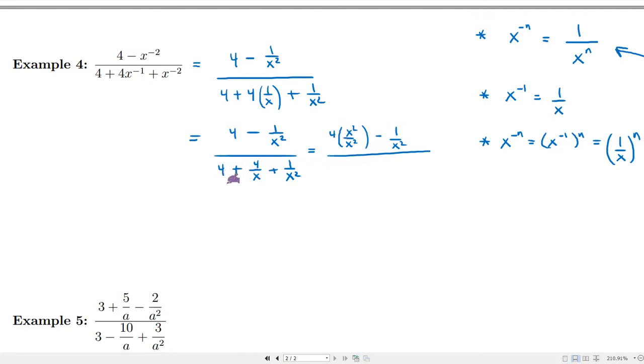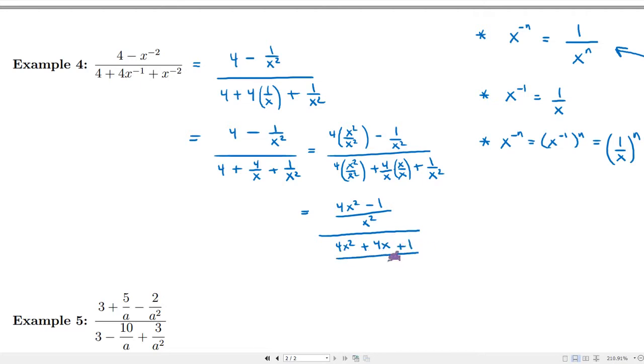Down here, what's the least common denominator? So this fraction is missing an x squared. This is just missing an x. So we'll do 4 times x squared over x squared plus 4 divided by x times x over x. That's the missing piece, and this already is x squared. So now we have 4x squared minus 1 over x squared in that numerator divided by 4x squared plus 4x plus 1 over x squared. This pen sometimes makes the 4 close and look like a 9, but it's a 4.